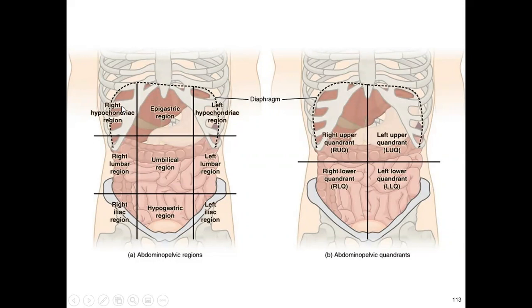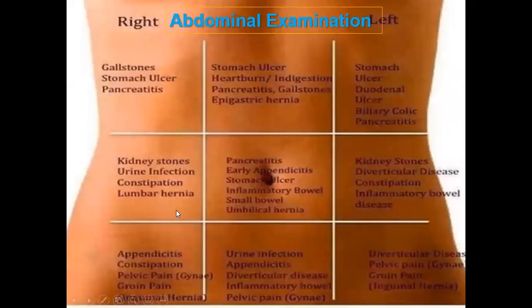And here we can see 9 regions. The abdomen is divided into 9 regions: right hypochondriac, right lumbar, right iliac, left hypochondriac, left lumbar, left iliac. And these are called the epigastric, umbilical, and hypogastric areas. So, as I told you, the abdomen is divided into 4 quadrants or 9 regions.